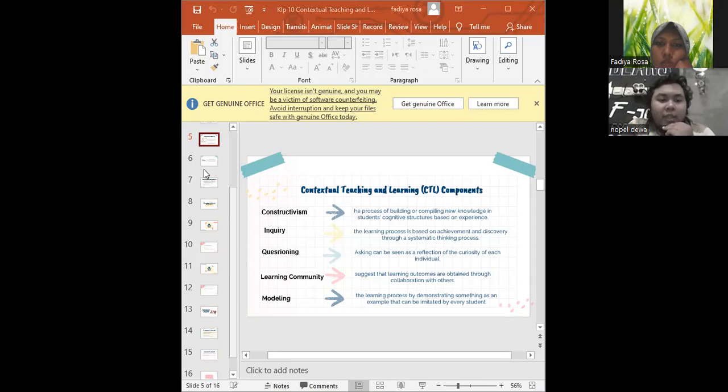And the fifth is modeling. The learning process by demonstrating something as an example that can be imitated by every student.